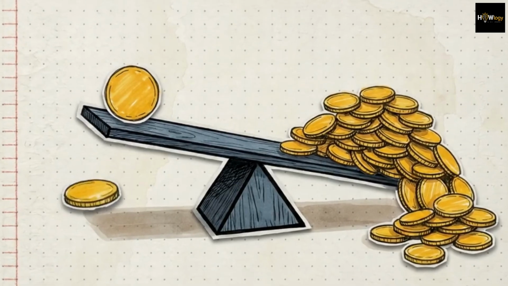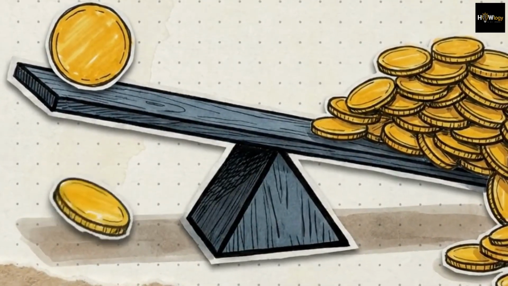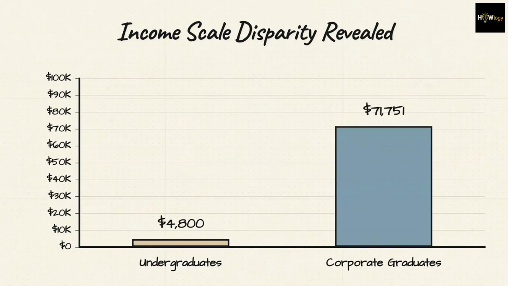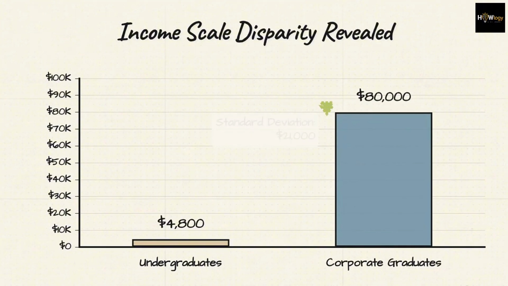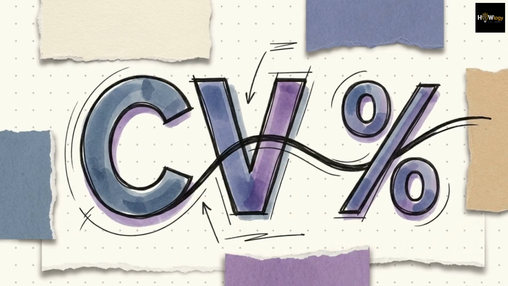We face one final challenge. How do we measure scatter when comparing two things on completely different scales? Consider salary data. Undergraduates earn roughly $4,800 on average, while corporate graduates average nearly $80,000. The standard deviation for the graduates is over $21,000. On its own, that looks massive, but that is largely because their baseline salaries are so much higher. The coefficient of variation, or CV, standardizes the scatter by converting it into a percentage relative to the mean.